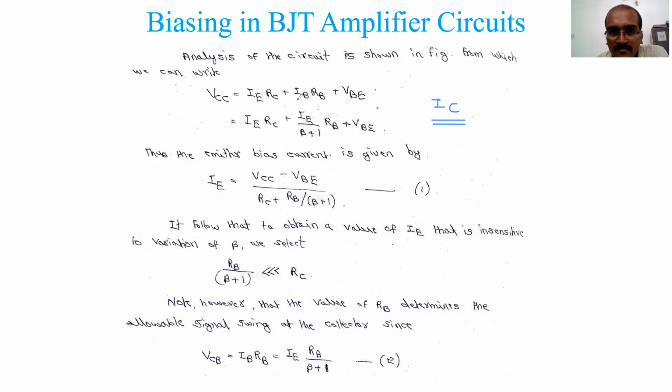Now this IB also I will write in terms of IE. Yesterday I derived this: IE equal to IC plus IB, IC is beta times IB, so IE is beta plus 1 times IB. So IB is equal to IE by beta plus 1. No need to repeat it again, so I have substituted that. From this, what is the IE expression? IE is common here, and I take VBE to the other side. So it becomes VCC minus VBE divided by the factor RC plus RB by beta plus 1.